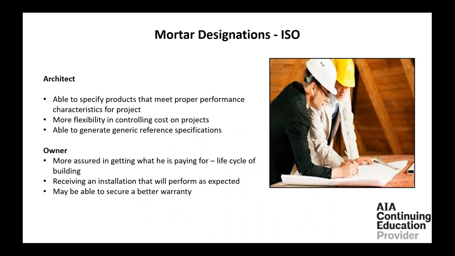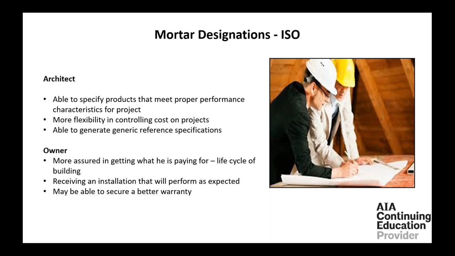To the architect, mortar designations give them the ability to specify products that meet proper performance characteristics for that project. If I had a large format tile, or for that matter, a gauge porcelain tile going in a large atrium of a hotel, picking a C2, TE, S1 mortar would make a lot of sense. So I would want an improved cementitious mortar that has good sag resistance and extended open time, right? Because I'm troweling out the wall. I'm also troweling out mortar on the tile. I need longer open time than a typical installation.